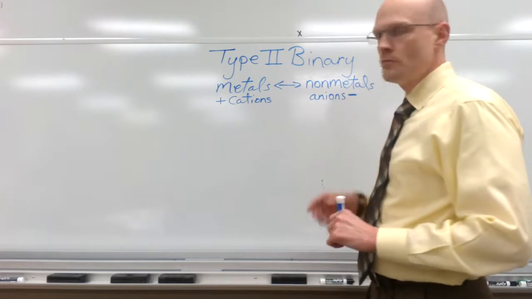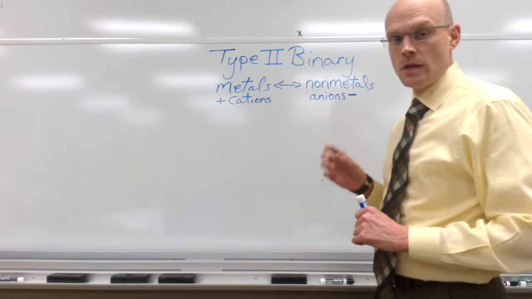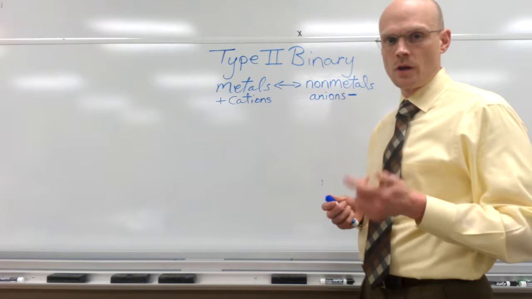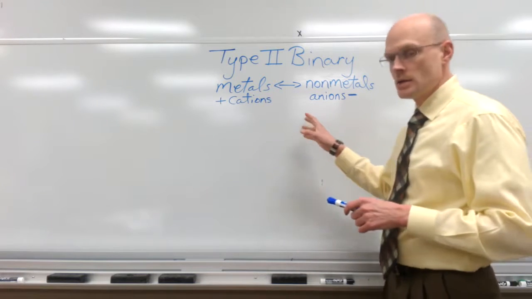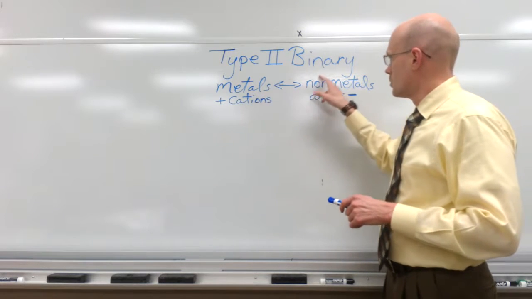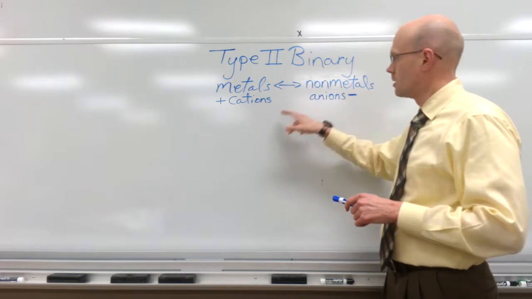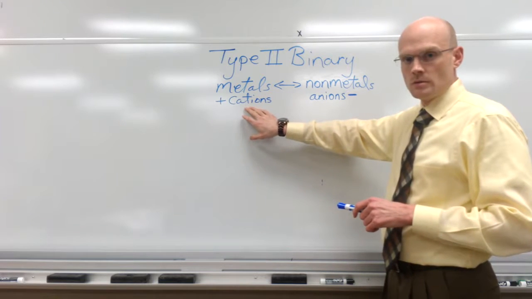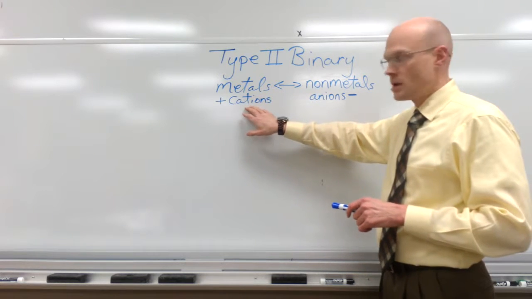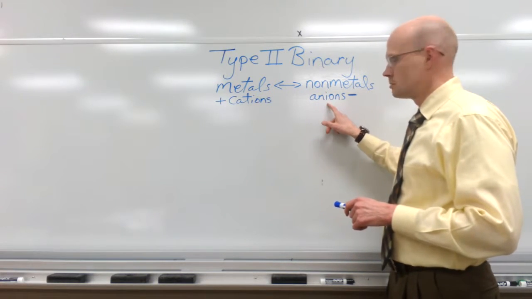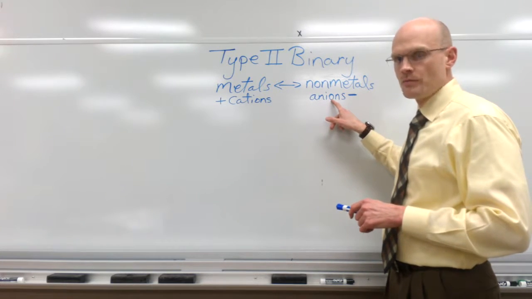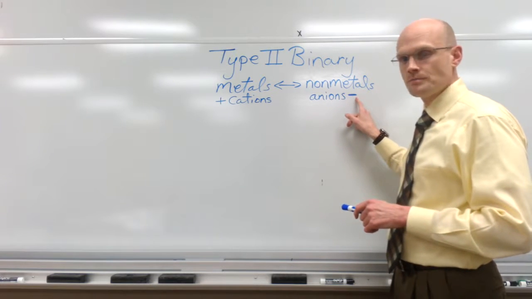Let's look at type 2 binary compounds and how to name the compounds and then how to determine the formula from the compound's name. In type 2 binary compounds, we're looking again at metals bonding with nonmetals. Metals like to become cations when they bond. They lose their valence electrons and take on a positive charge. Nonmetals are anions. They gain electrons in their valence shell and obtain a negative charge.